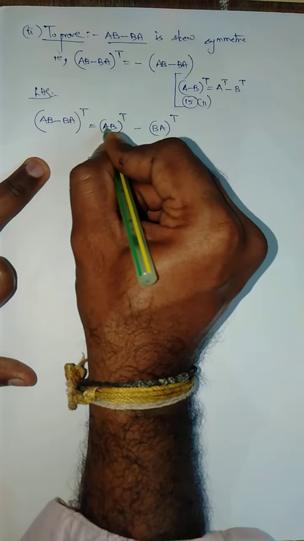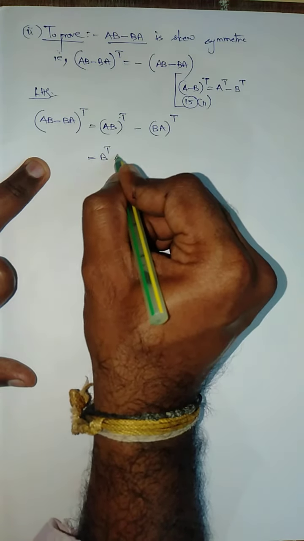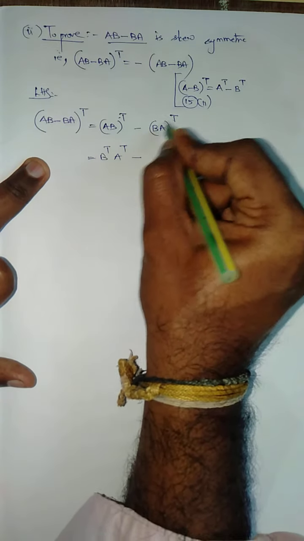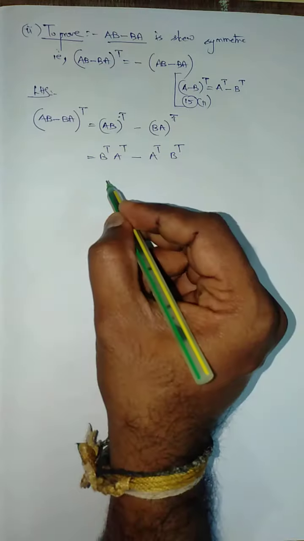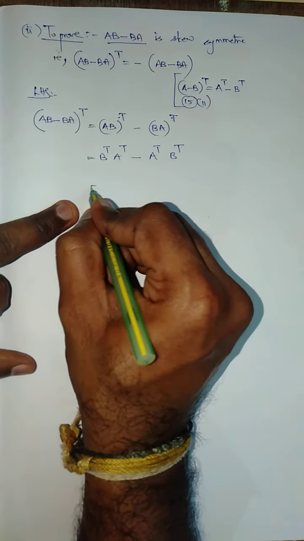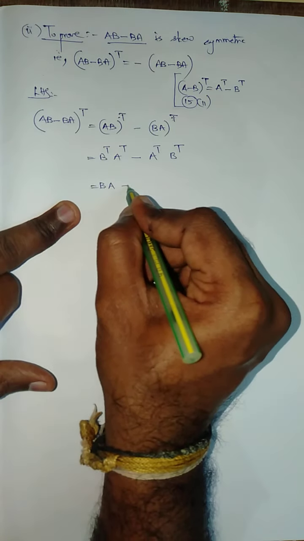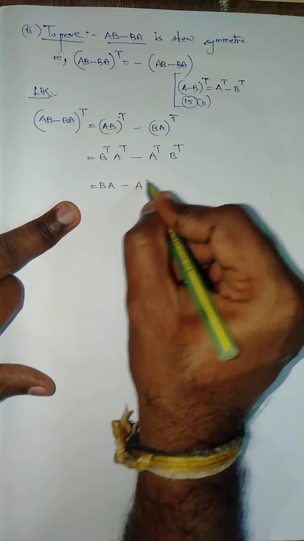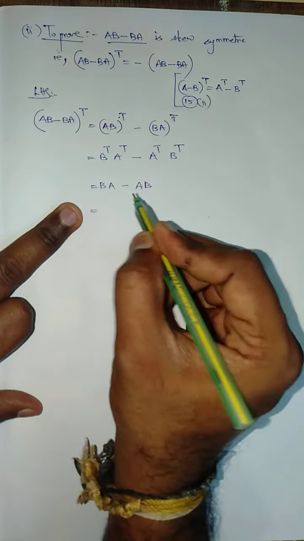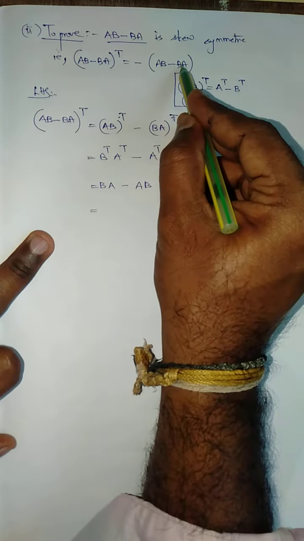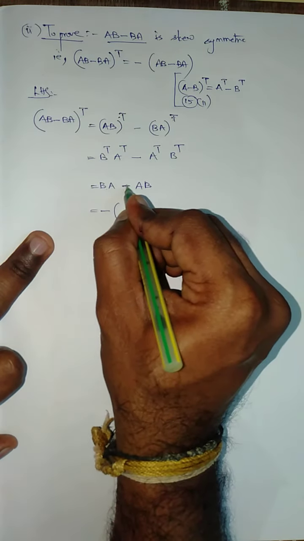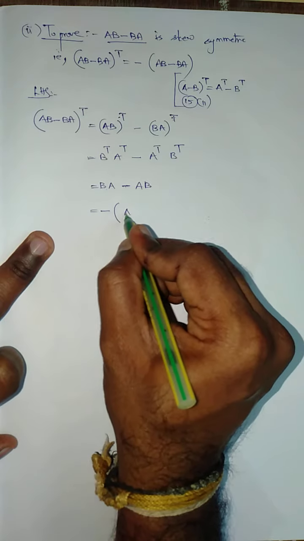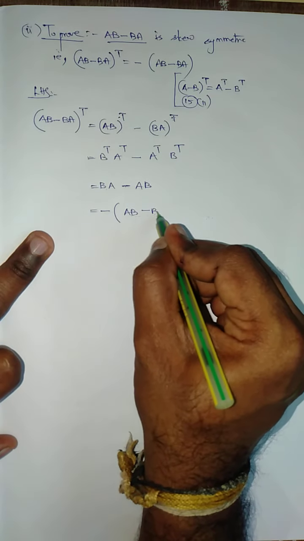So I can write B transpose A transpose minus A transpose B transpose. What is B transpose? B. A transpose is A. But we have AB minus BA, and here it is BA minus AB. So take the minus outside. If we take the minus outside, it becomes plus AB and minus BA.